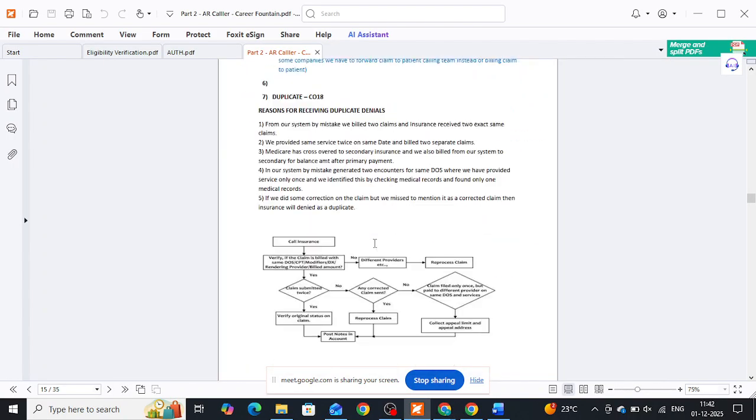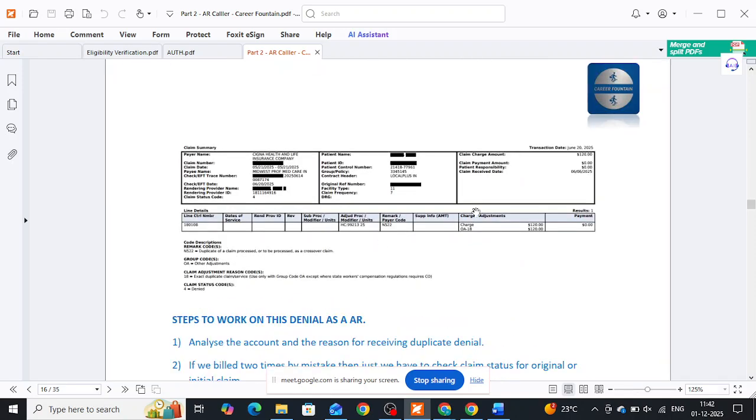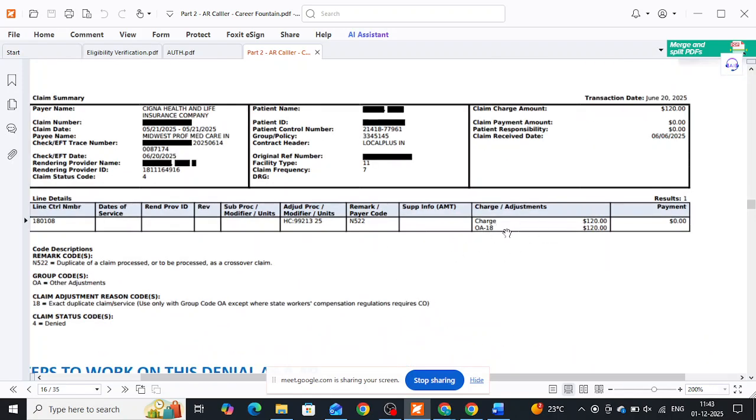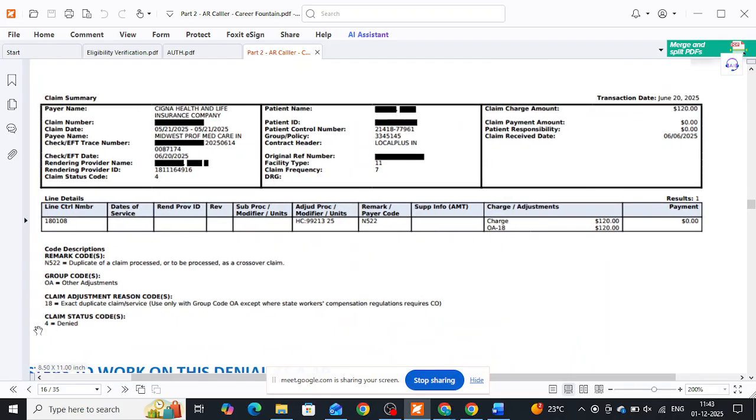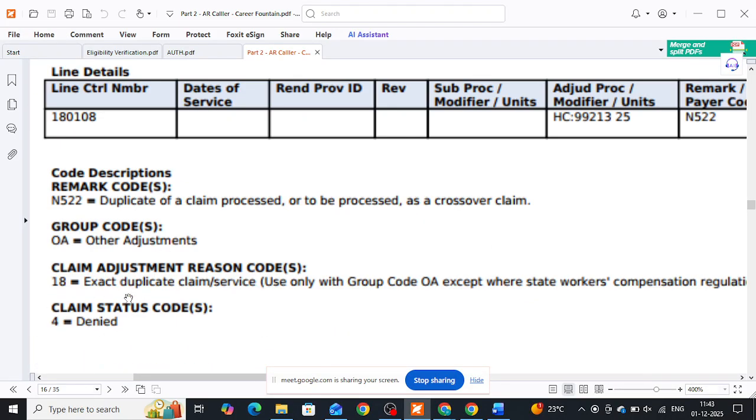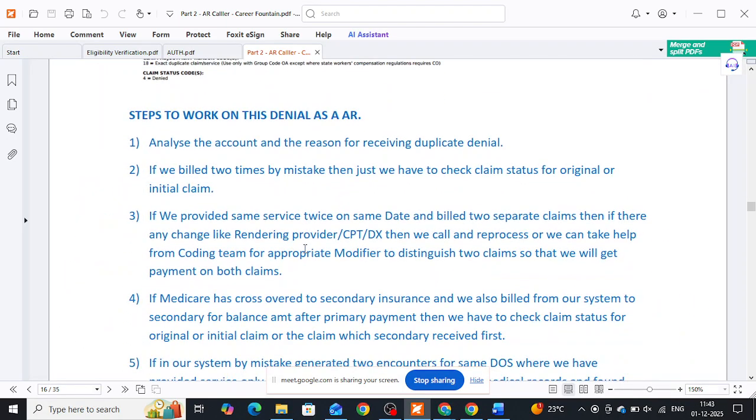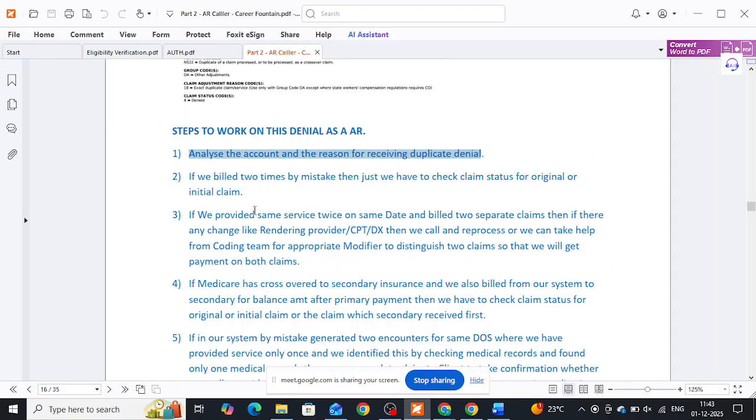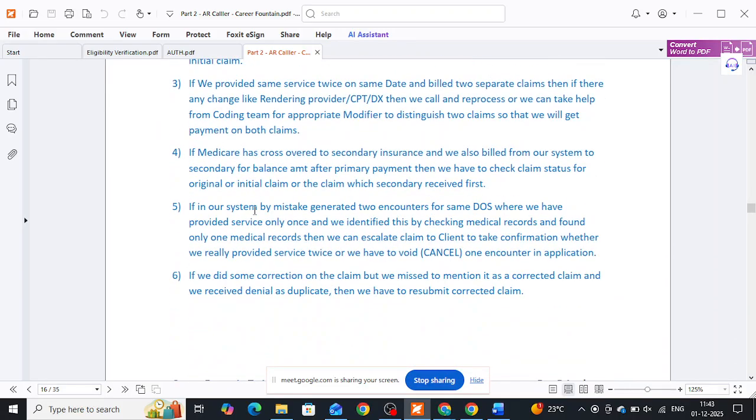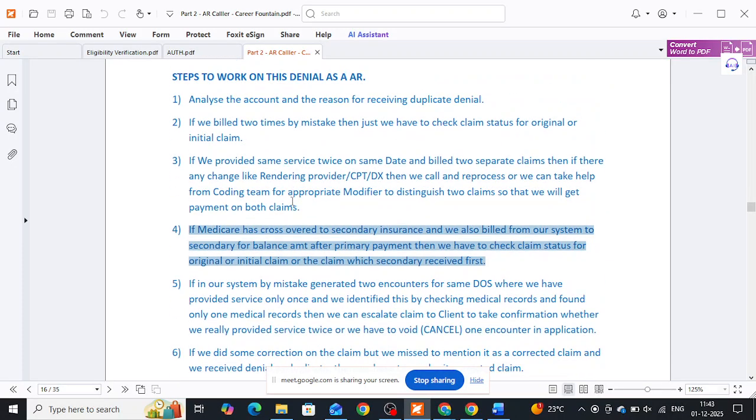Okay, so one of the reasons we have to find out. You can see here the duplicate reason code is OA18, sometimes CO18, and the explanation is exact duplicate claim. The same steps are already mentioned here as I explained. For each and every reason, we are going to take an action. These are scenario-based actions. You don't have to take all these steps. One reason, and only one action.